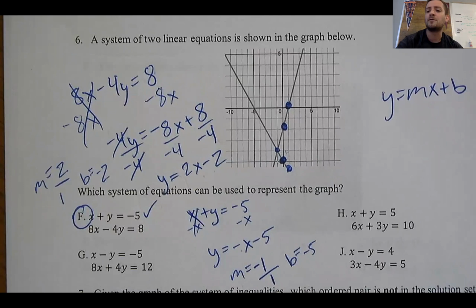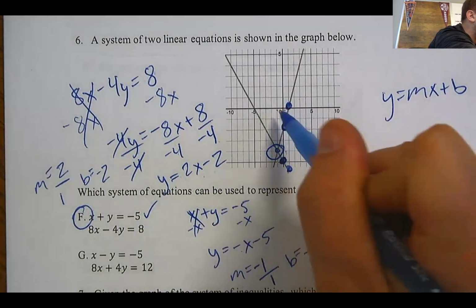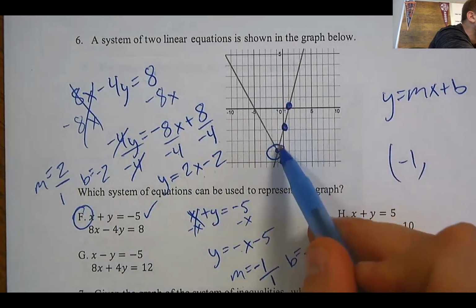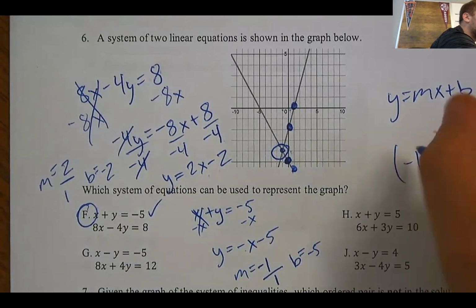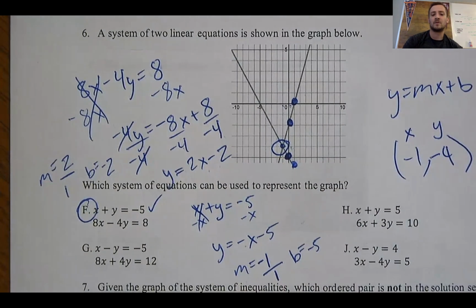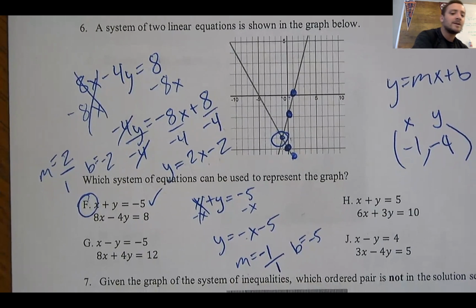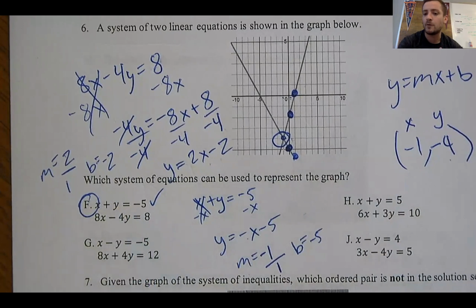First of all, can you guys find the point that they intersect at? Where is this point that our two lines intersect at? So that is -1 as my x value, and then down 1, 2, 3, 4. -1, -4 is where they cross. That means x is -1 and y is -4. So here's another way that you could have done this. We could have plugged in -1 for x and -4 for y and seen if it worked for both of our equations.